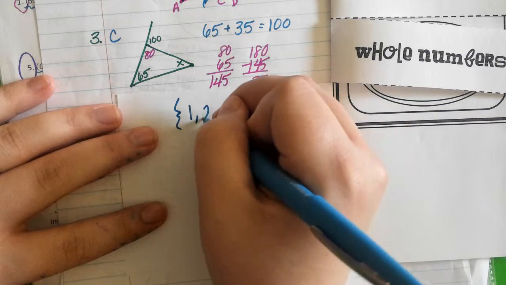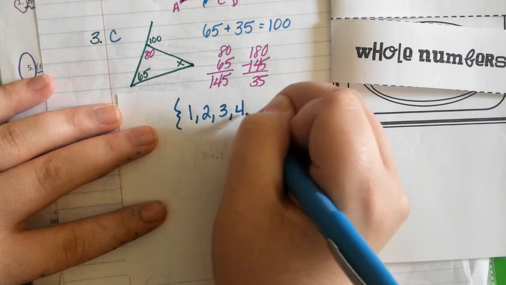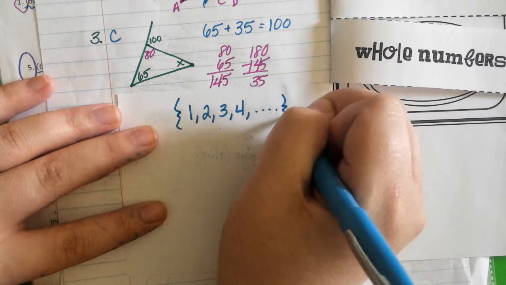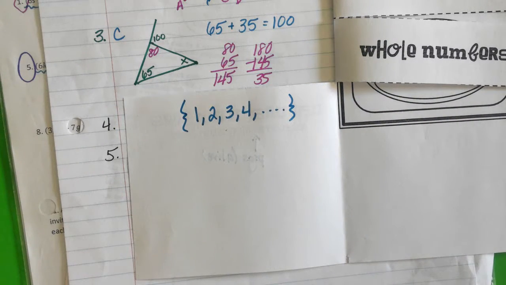And then here comes 1, 2, 3, 4, and then of course you know that keeps on going forever. He might have 37 cows, and I might have 52 pigs.